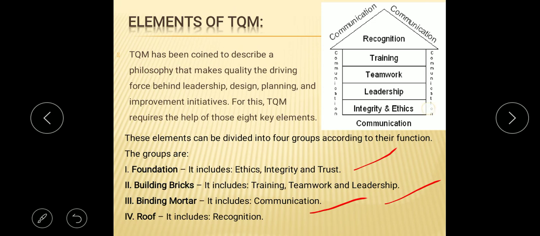And here, integrity, ethics, and trust will make this foundation. And on the foundation, the bricks are built. Okay, and this will make the wall of the house. So this includes training, teamwork, and leadership.